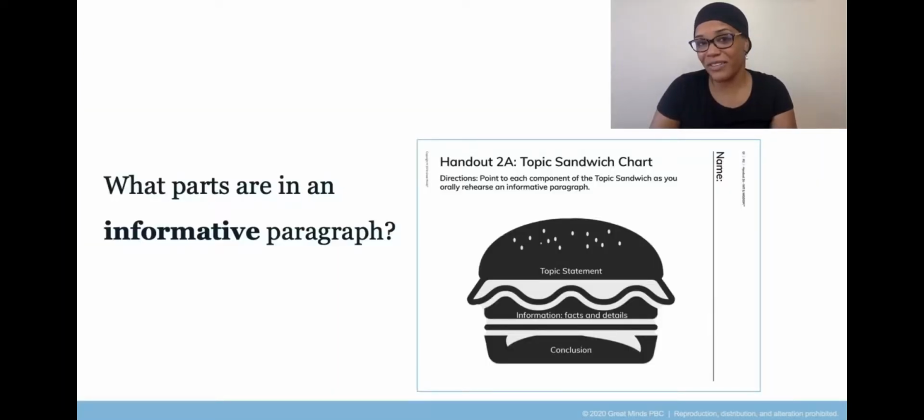Remember the chart that you see on the screen? This is the topic sandwich chart, and I want you to point to each part as I read the labels. Topic statement, information, so your facts and details, and the conclusion.